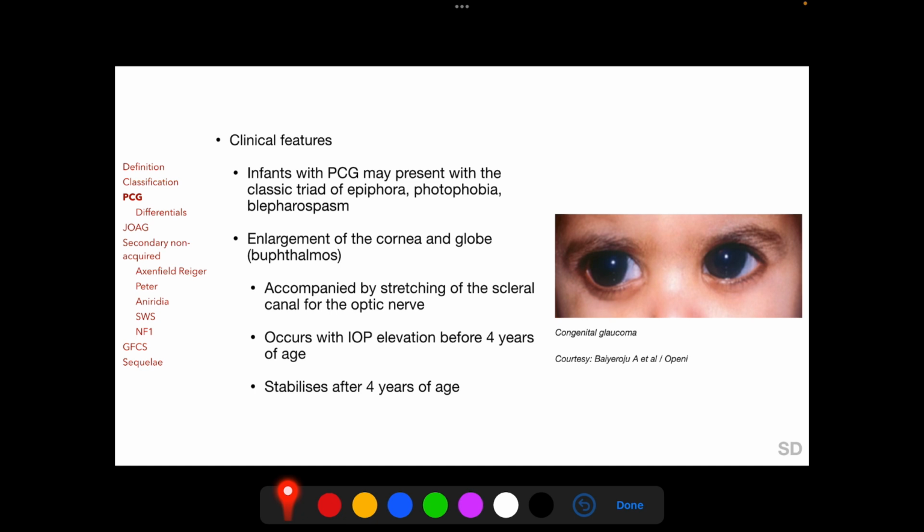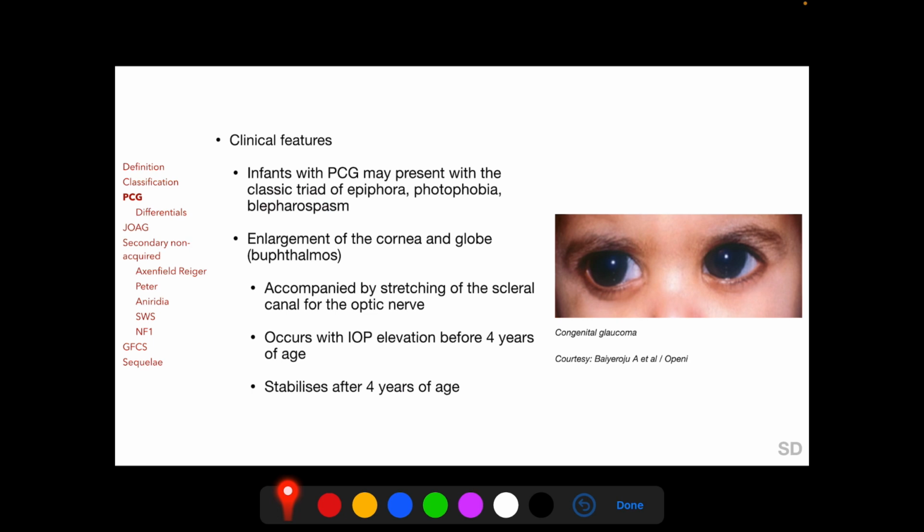Infants with primary congenital glaucoma may present with the very well-known classic triad of epiphora, photophobia, and blepharospasm. This classic triad occurs because of corneal edema, which occurs due to both raised intraocular pressure and tears in Descemet's membrane, as we will be discussing.